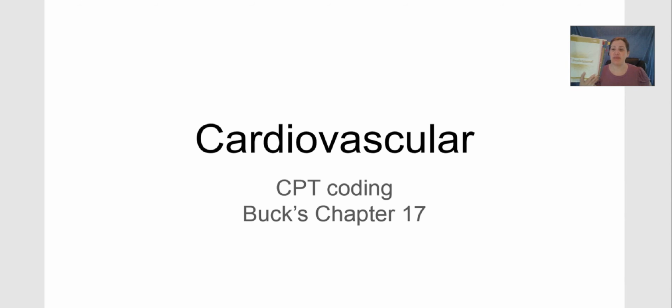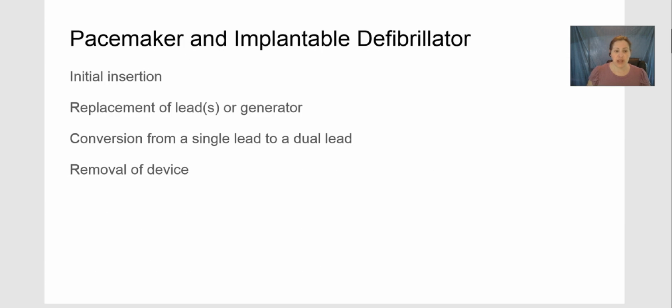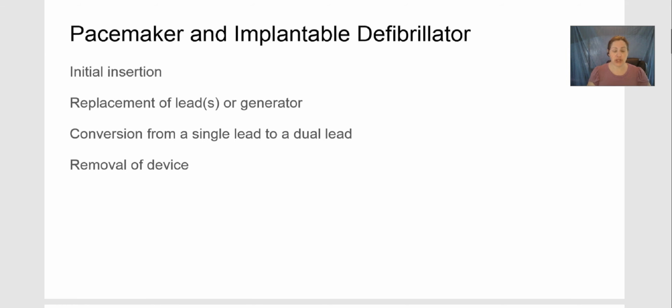You want your CPT book handy for this video, and we're going to talk about coding for procedures for the cardiovascular system. There are two specific types of procedures in cardio that tend to be a little tricky. So I want to talk about those two and how you can approach these two types of procedures and be successful. So the first concept I want to talk about is a pacemaker and an implantable defibrillator.